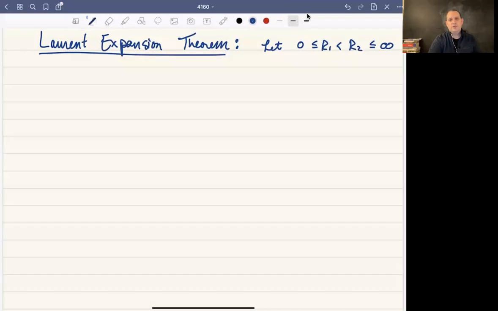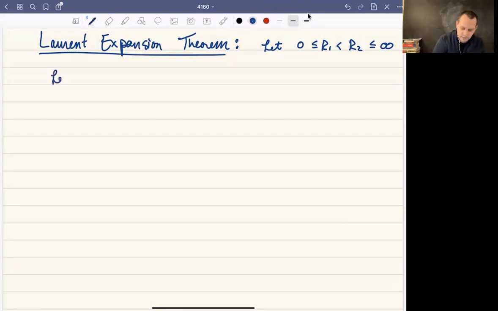Capital R1 is greater than or equal to 0, R1 is less than R2, and then R2 can be anything else, including infinity. So when I write that R2 is less than or equal to infinity, what I mean is that we're allowing R2 to be infinity. That's part of the possibilities there. Likewise, we're allowing R1 to be 0. So let capital R1 and capital R2 be in this range.